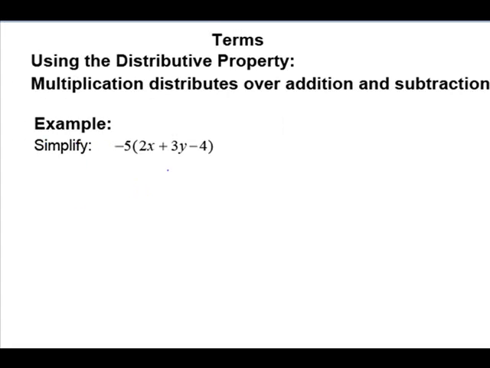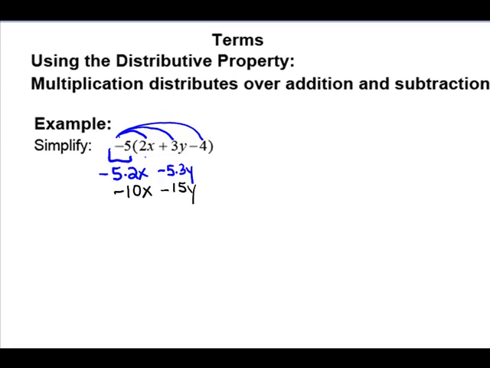Our next example, simplify negative 5 times 2x plus 3y minus 4. Notice there are no like terms inside, so we have to distribute to get the parentheses off. We'll take the negative with the 5 and multiply by each term inside. So we're going to do negative 5 times 2x will give us a negative 10x. We'll do negative 5 times 3y will give us a negative 15y.